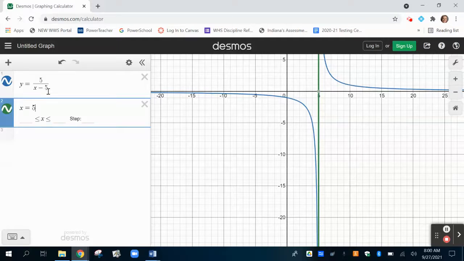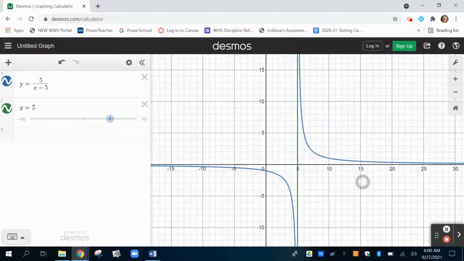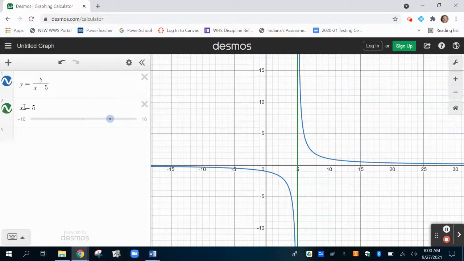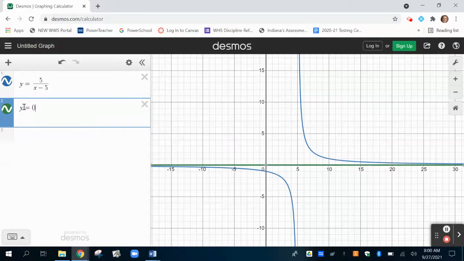So our domain is actually all real numbers, but it excludes 5. What we write down is that x cannot equal, so an equal sign with a cross through it, 5. We have that same idea happening for our y value. Up and down, it's going up, up, up, down, down, down. But we have this weird thing happening right here at 0, where it does the same thing. So our range here is all real numbers, but y cannot equal 0.